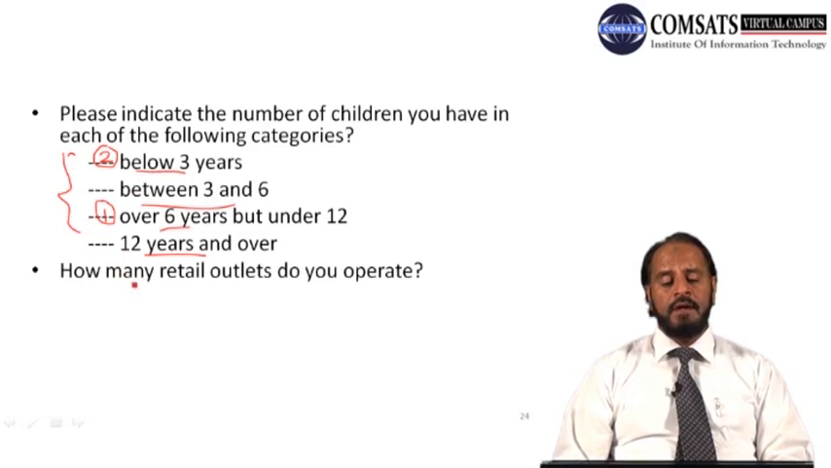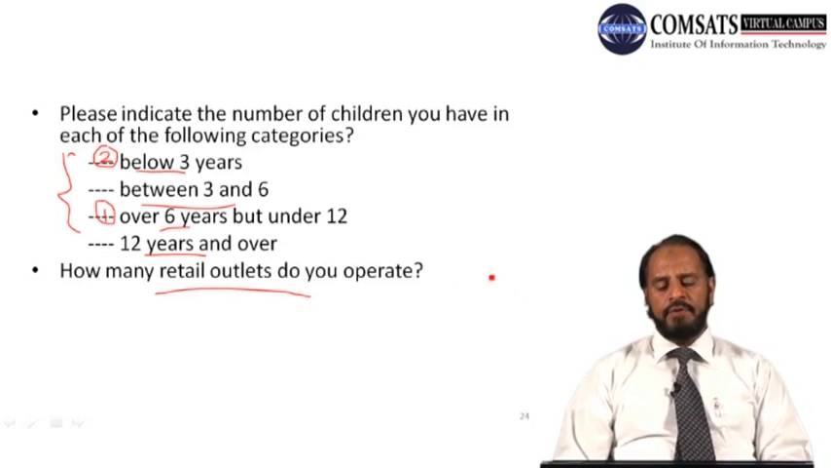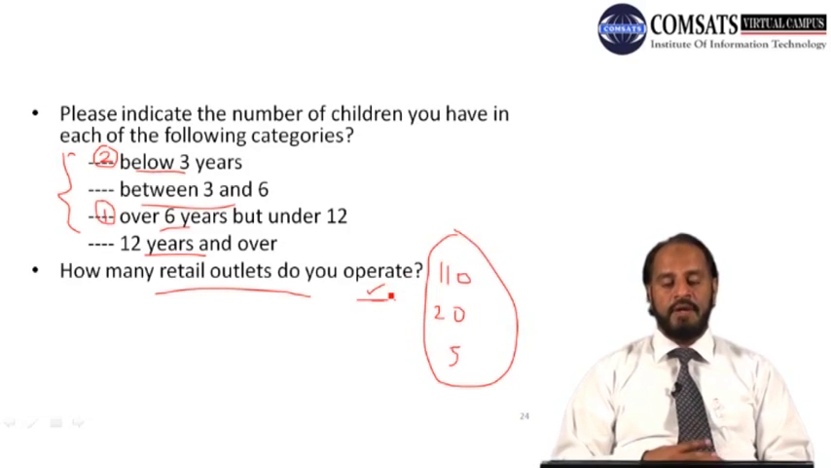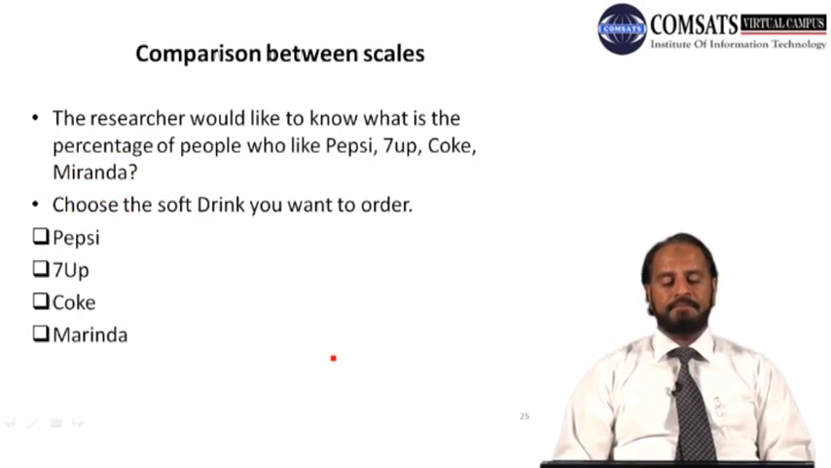On the other hand, how many retail outlets do you operate is another example where you need to specify that you've got 110, or maybe 20 or 5, whatever the case might be. You are not limiting the respondent. You're trying to get the respondent's input, whatever it might be. But we also need to see that there is a possibility that you might say there is 0 here and there is a 0 here as well, meaning you don't have anyone in this category and this category, and you might have no retail outlets. So this is what a ratio scale is.